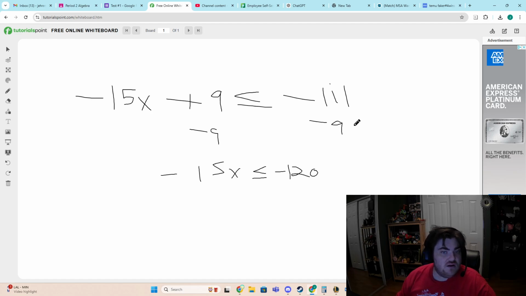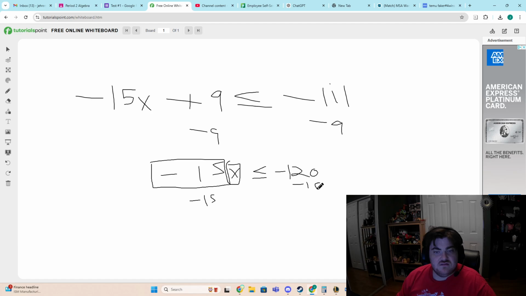Now, the next part, we're going to have to move this negative 15. So if we look from before, it's negative 15 times the x. And what's the opposite of times? It's going to be division. So we're going to divide both sides by negative 15, and the x will be on its own.